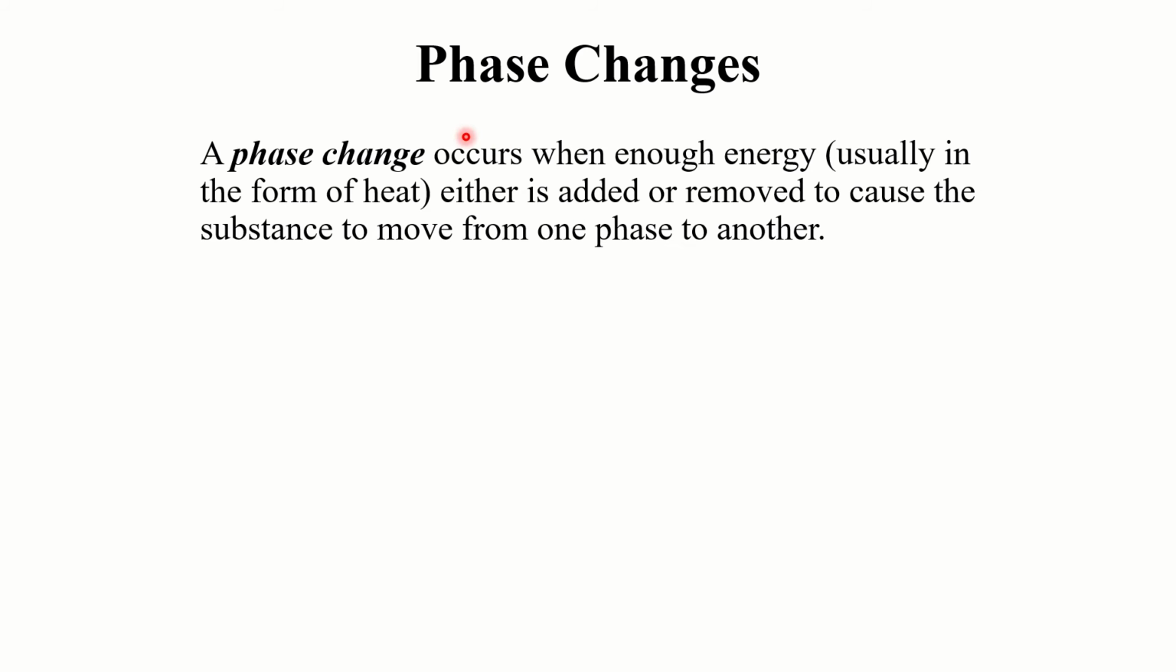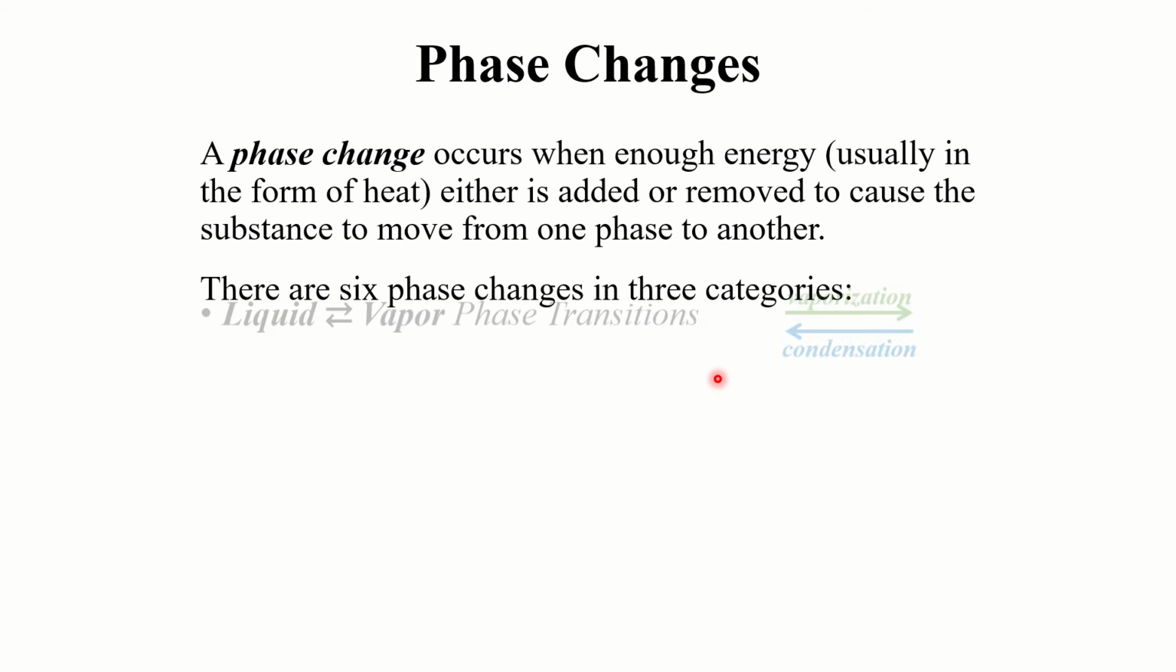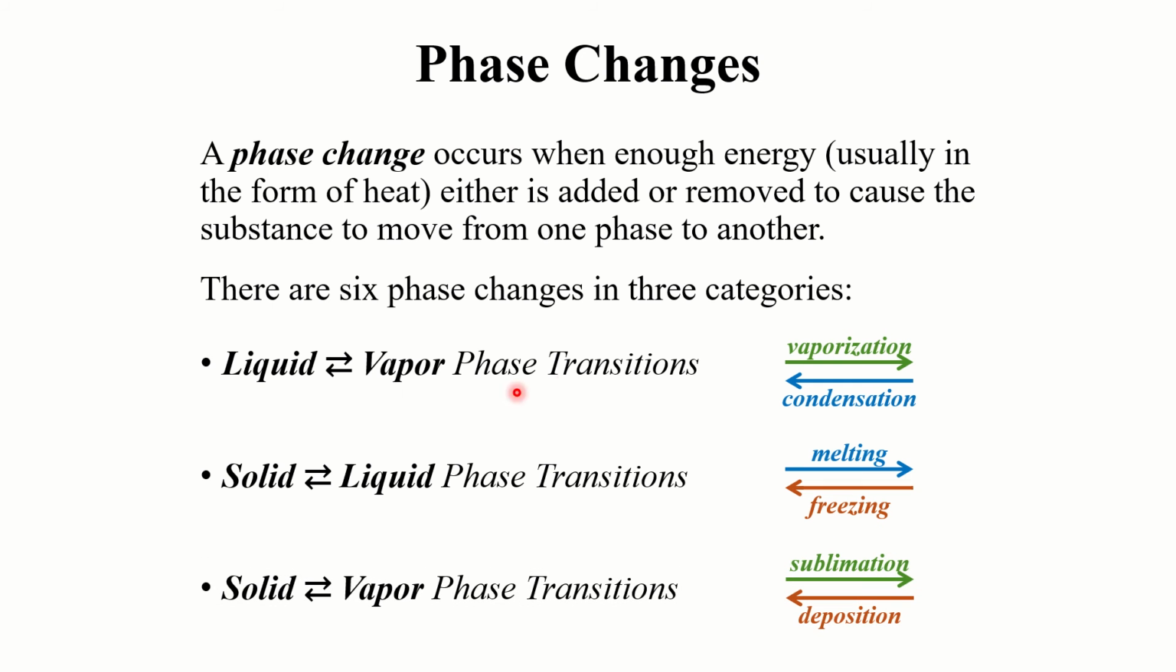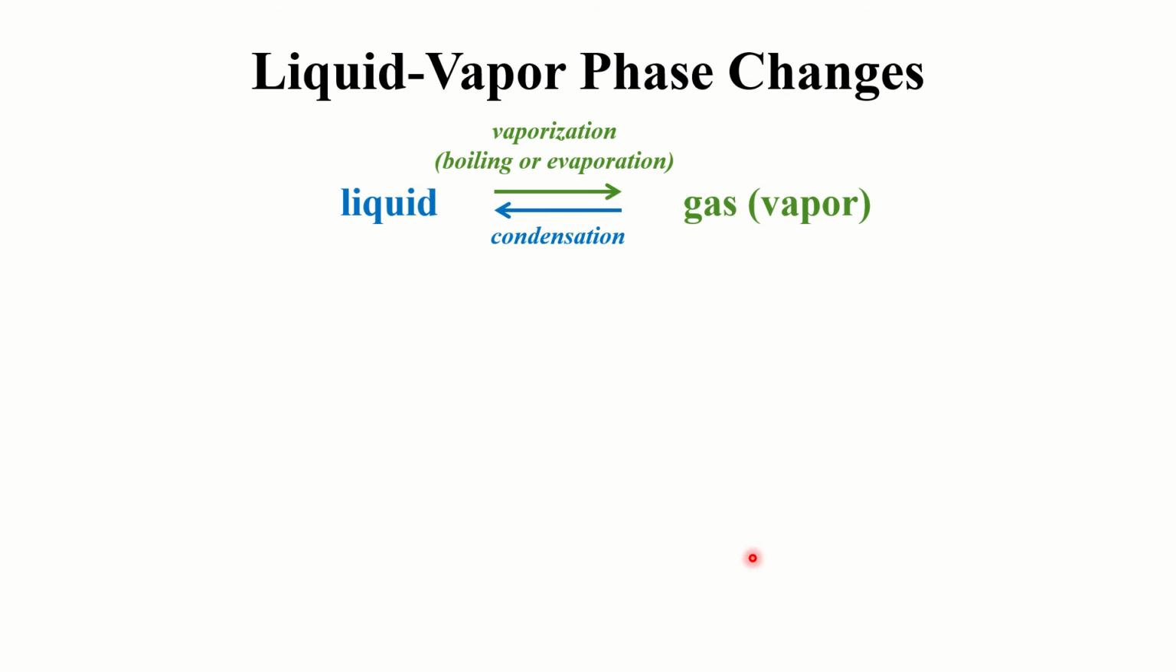So a phase change occurs when enough energy, which is typically in the form of heat, is either added or removed to cause the substance to move from one phase to another. There are 6 phase changes, which we just outlined previously: the liquid to vapor phase transitions, vaporization and condensation, solid to liquid, so melting and freezing, and solid to vapor, sublimation and deposition.